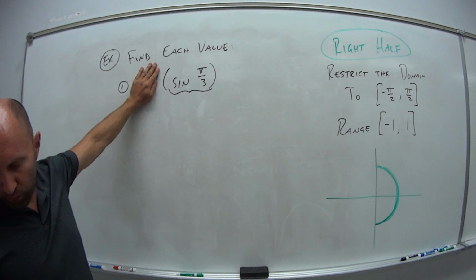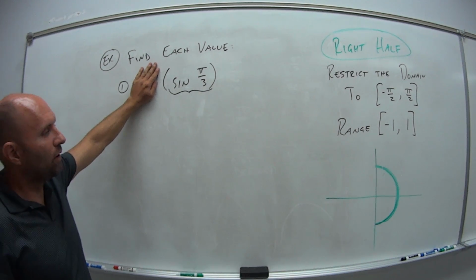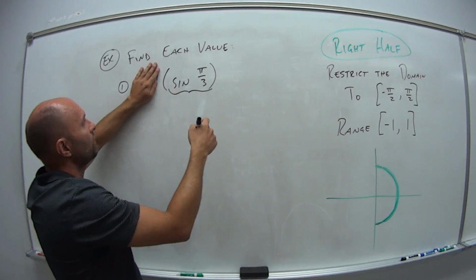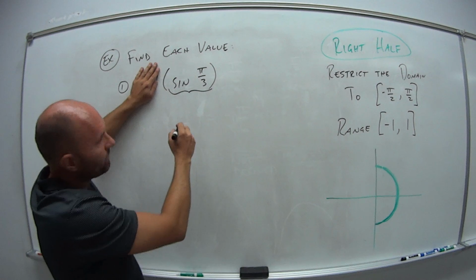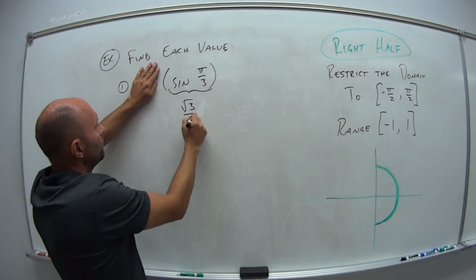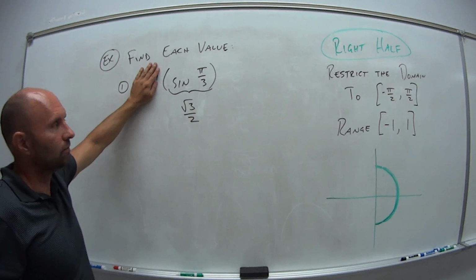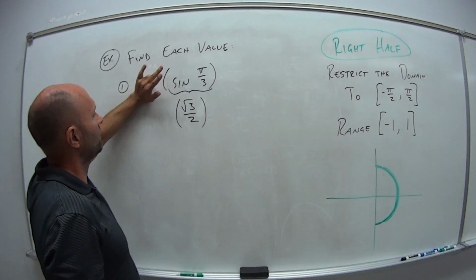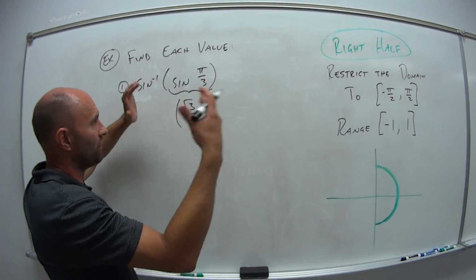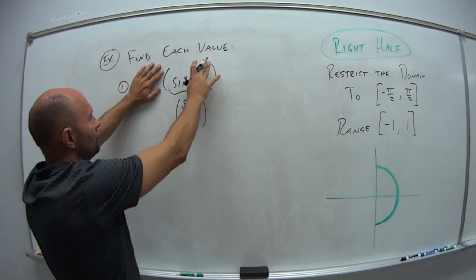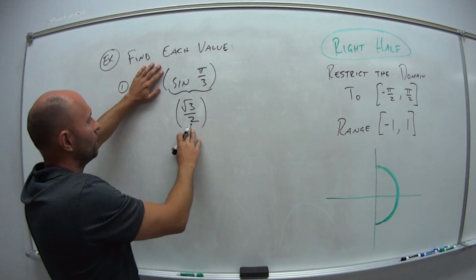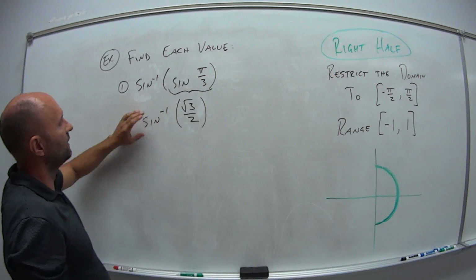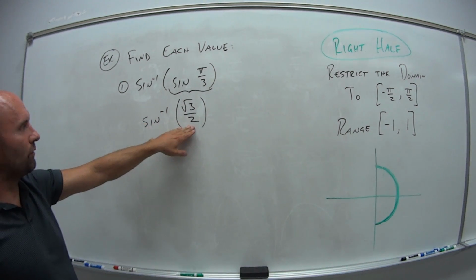Sine of pi over 3. So sine of pi over 3 is going to be square root of 3 over 2. So again, if you want to do the Pinterest trick, if you want to look at your chart, if you have it memorized. But if we look at just sine of pi over 3, that's equal to square root of 3 over 2. Now bring this piece down. Sine inverse of square root of 3 over 2.